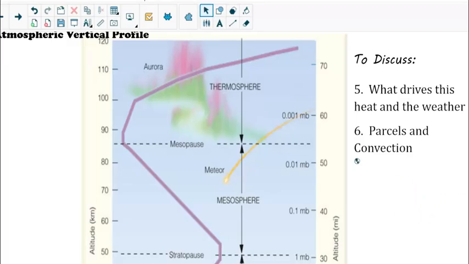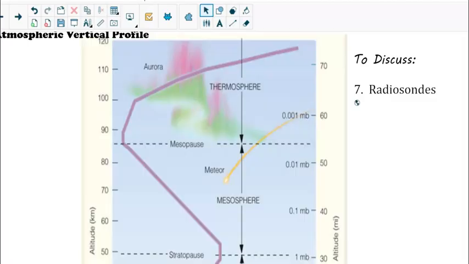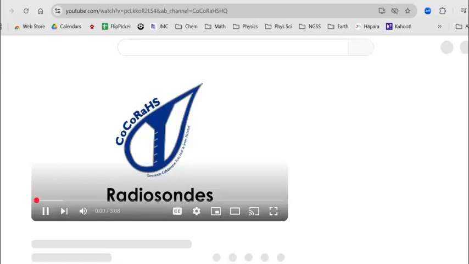Okay, then looking on here, the radiosondes. This is pretty cool. So we're going to look at a small video talking about how we measure the temperatures throughout our atmosphere. We do it twice a day all over the United States. I'll come back to it.